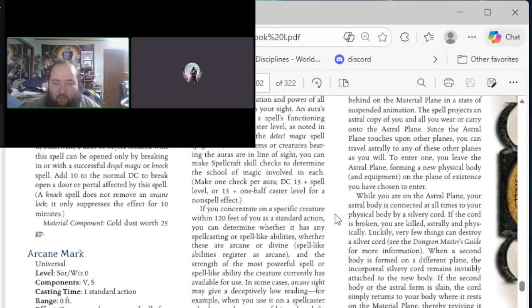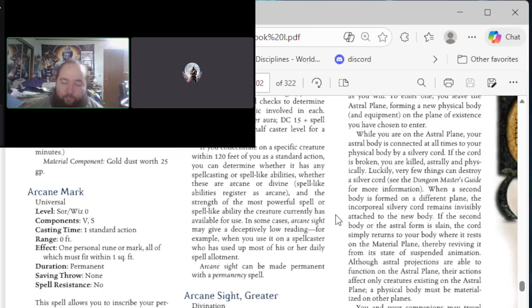In some cases, Arcane Sight may give a deceptively low reading, for example, when you use it on a spellcaster who has used up most of his or her daily spell allotment. Arcane Sight can be made permanent with a permanency spell.